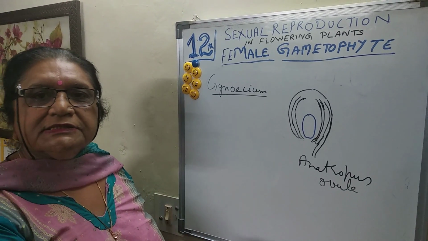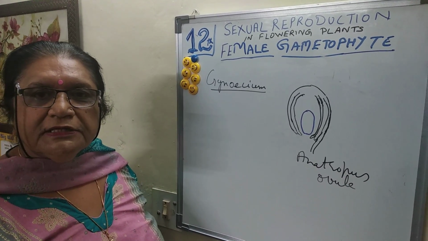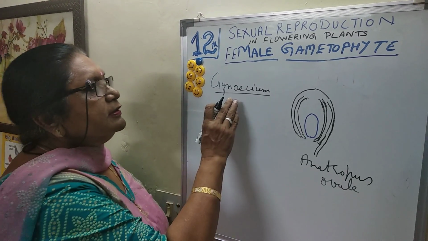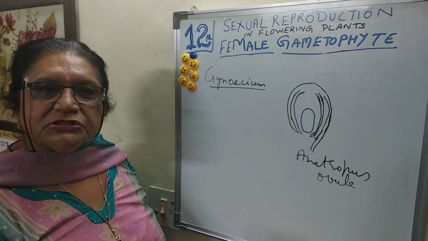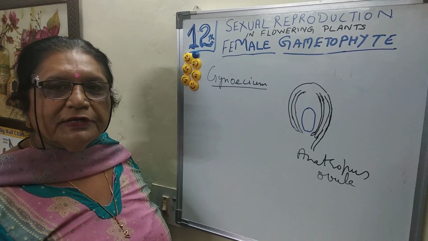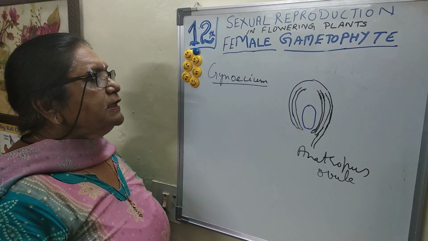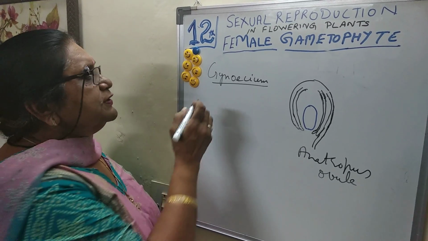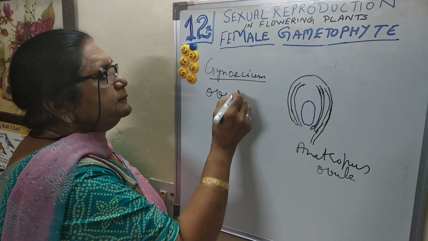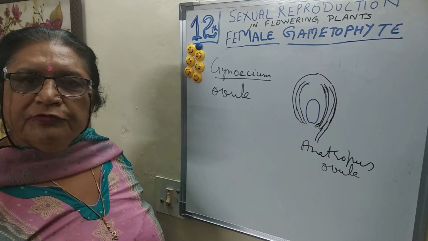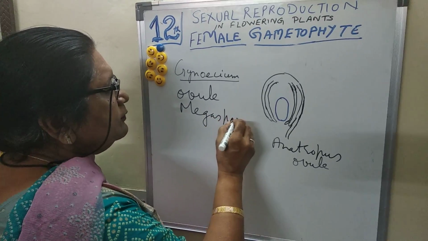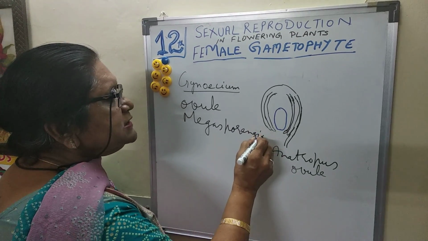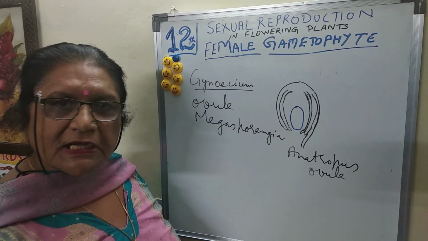Today we will discuss the female gametophyte. Now the gynoecium is the female part of a flowering plant, consisting of stigma, style and ovary. We have discussed this already. Inside the ovary there is the presence of ovule. Ovule is also called megasporangium.